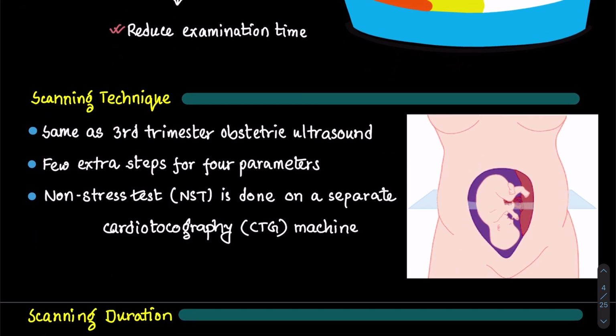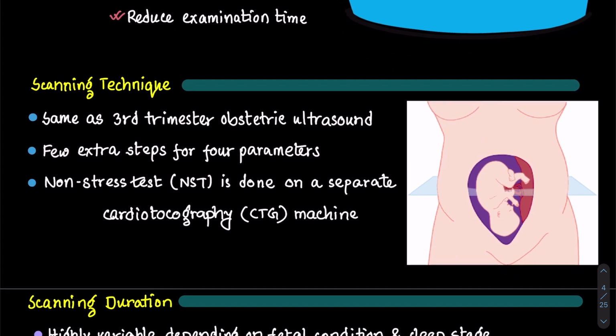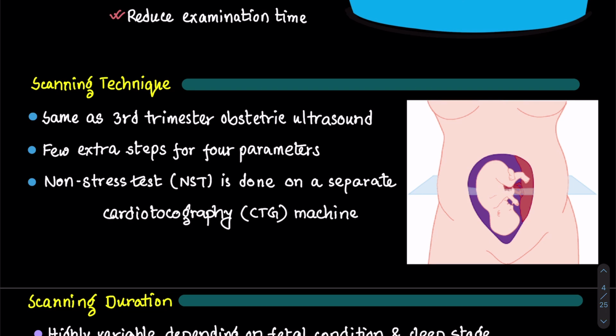Patient is examined in supine position. Technique is same as third trimester regular pregnancy scan. We just need to see some special points which we are going to describe now. Cardiac non-stress test is done on a separate machine called cardiotachometer or cardiotachography machine for continuous monitoring of the fetal heart rate.